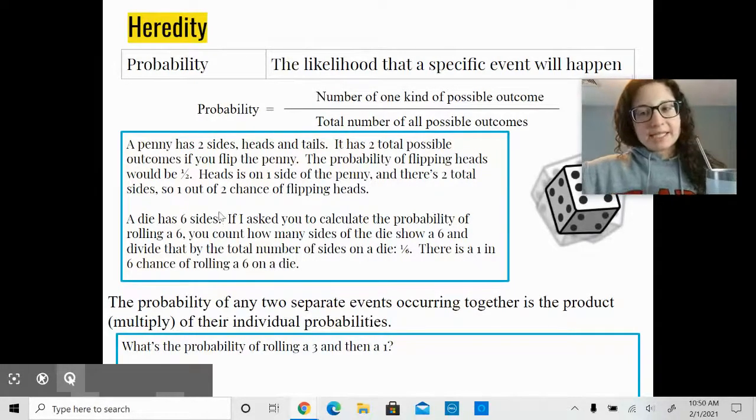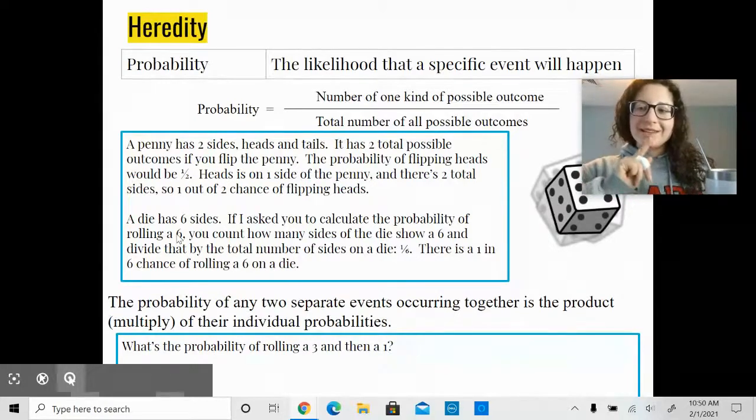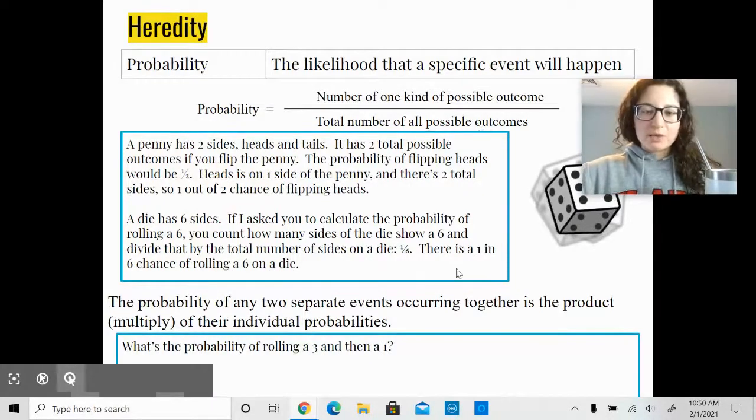So if we look at this with a die, like I was saying, a die has 6 sides. So total number of possible outcomes is 6. You have 6 different possibilities of happening. And then we're looking at the probability of rolling a 6. So a 6 is on just one side of the die. So again, it would be one kind of possible outcome divided by 6 total different outcomes you could possibly get. So it's a 1 out of 6 chance, a 1 out of 6 probability of rolling a 6 on a die.